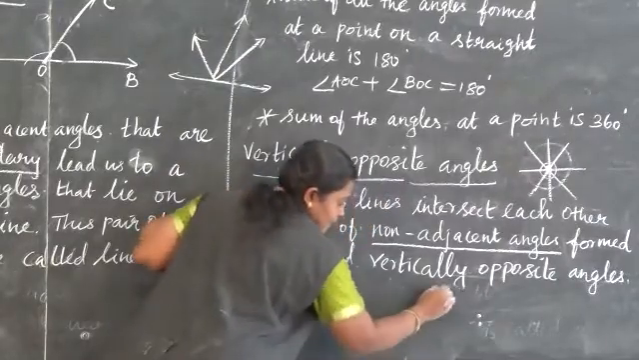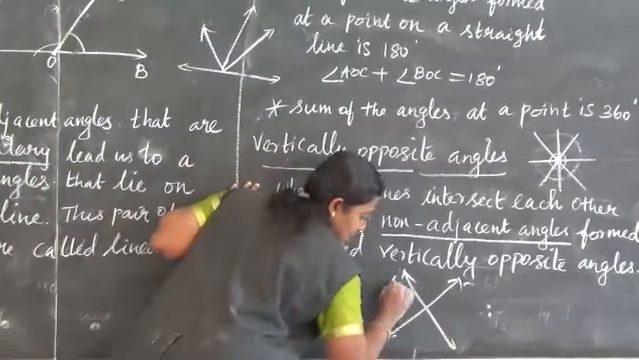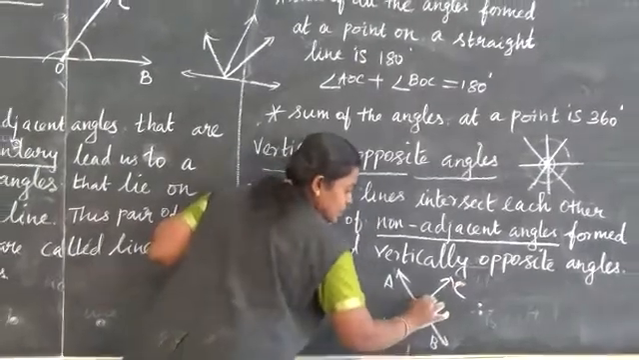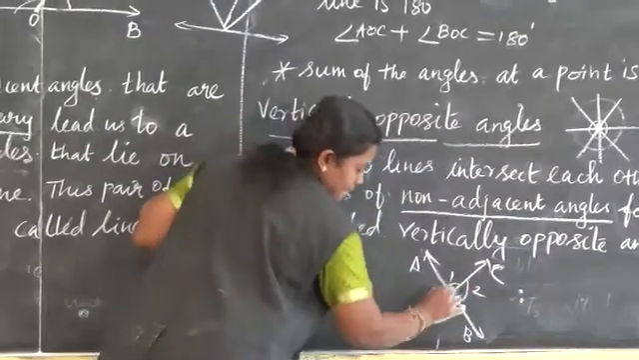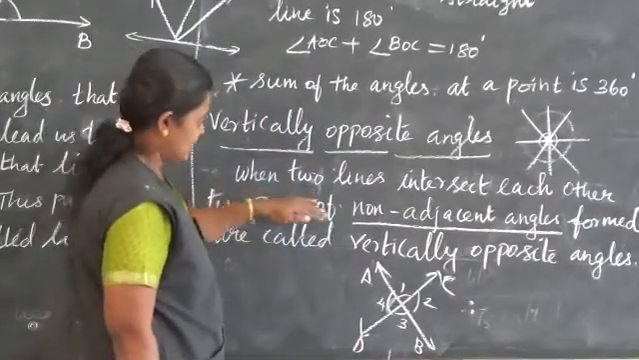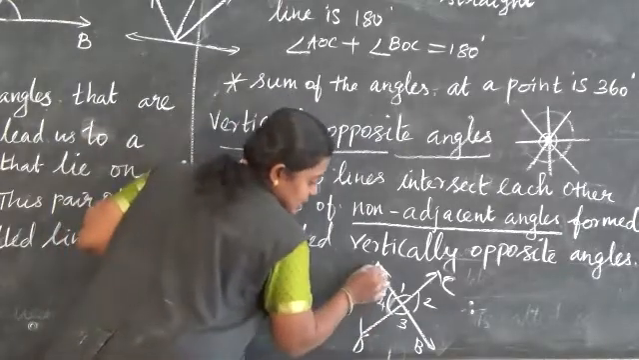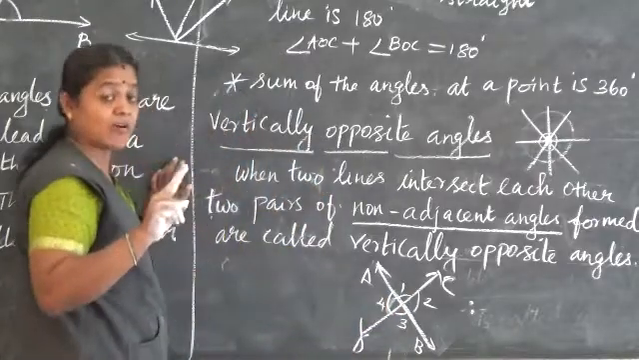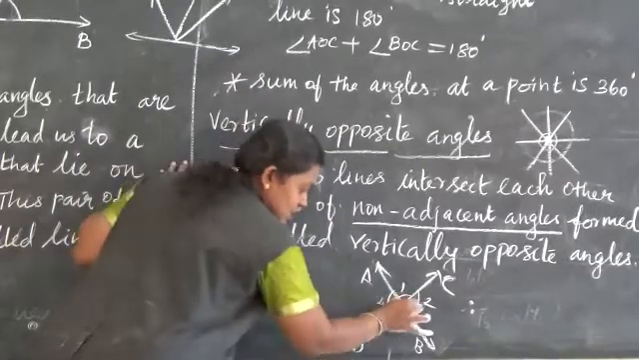Two lines, I am marking A, B, C, D. How many angles are formed? 1, 2, 3, 4. 4 angles. When two lines are intersecting each other, two pairs of non-adjacent angles. Here it is a line, it's a common arm. These two are a linear pair of adjacent angles. That's why I use non-adjacent angles. These two are adjacent angles.